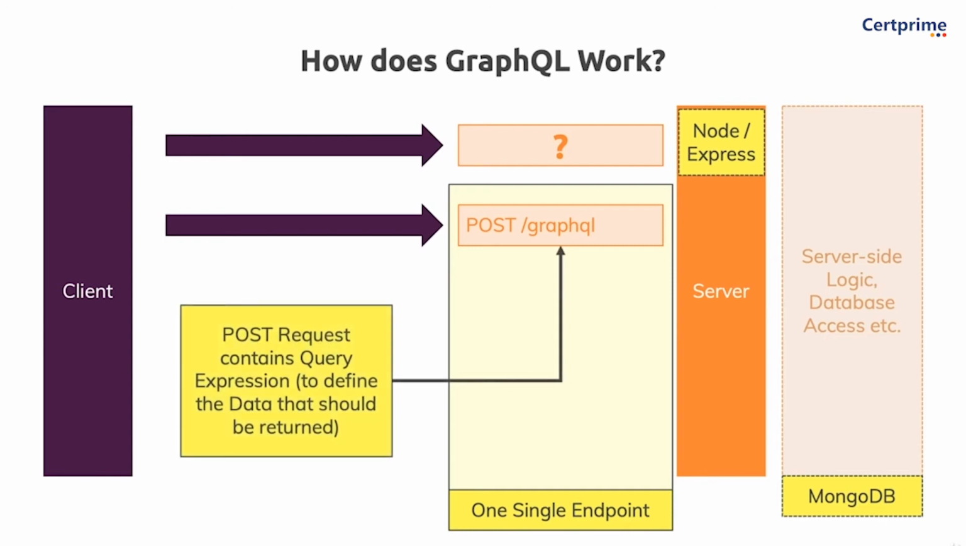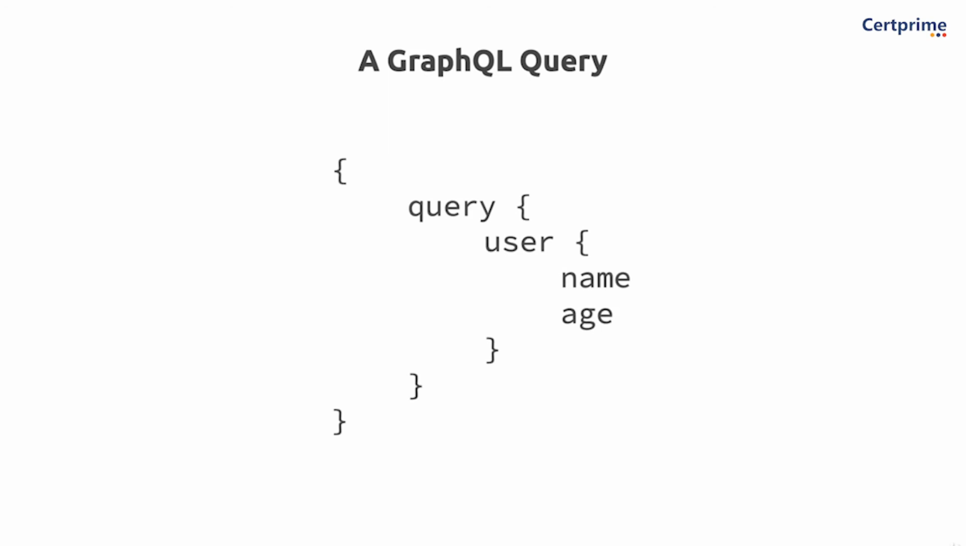And that request body contains a query expression written in a standardized GraphQL query language, which is then parsed by your Node-Express server. And if you then wrote code to support that specific expression which was sent, you can then use the data, which is part of that expression, to store data or to get data and so on. The query, which could be in the POST request body, typically looks something like this.